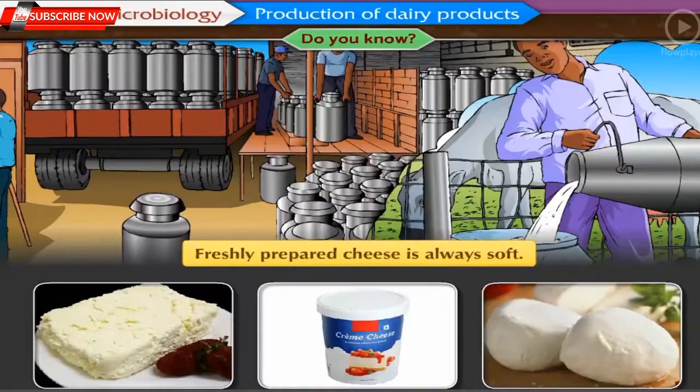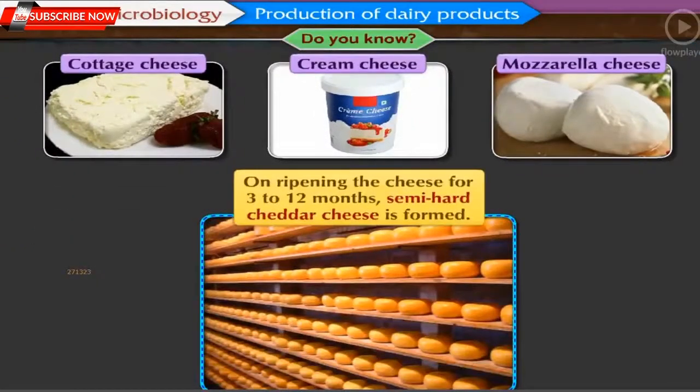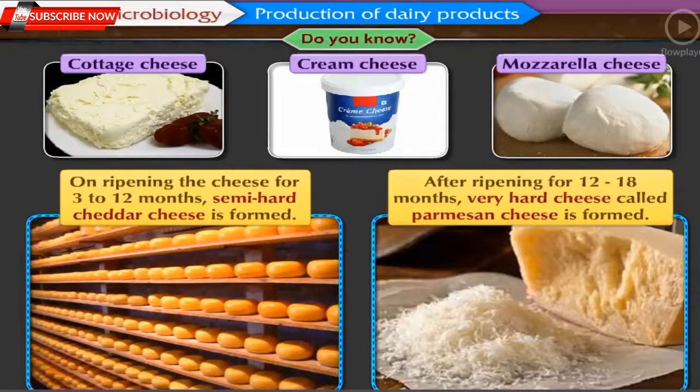Freshly prepared cheese is always soft. Some examples of such type of cheese are cottage cheese, cream cheese, and mozzarella cheese. On ripening the cheese for 3 to 12 months, semi-hard cheddar cheese is formed. Whereas after ripening for 12 to 18 months, very hard cheese called Parmesan cheese is formed.